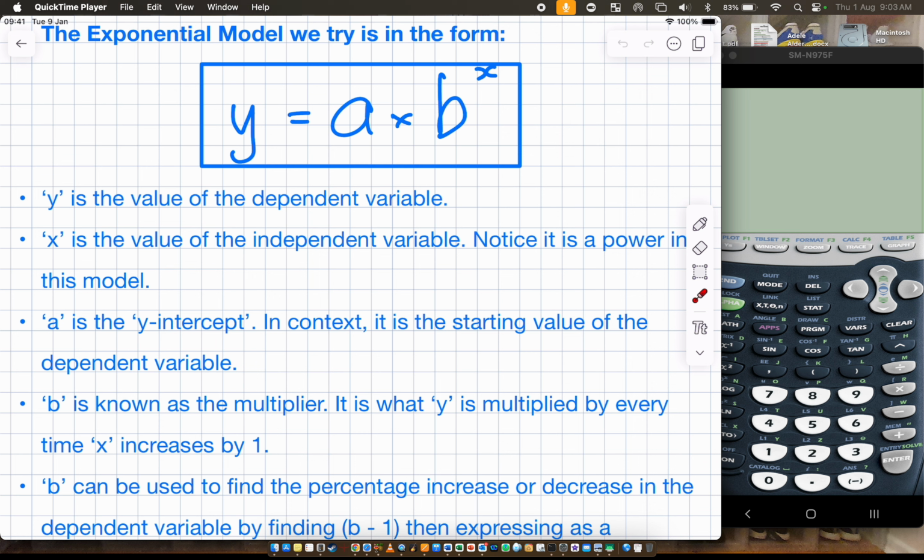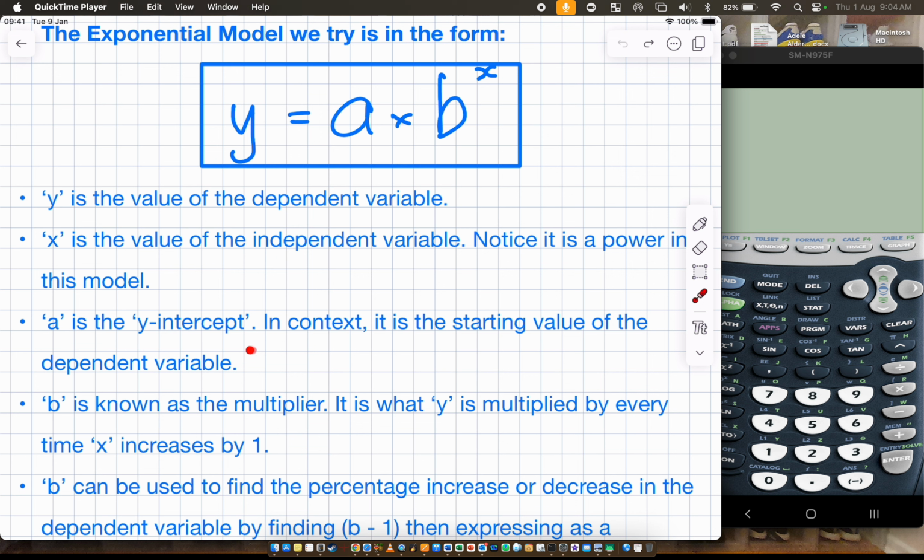Y is the value of the dependent variable, just like with linear. X is the value of the independent variable. Please notice that x this time is a power in this model. In linear, I'll quickly draw a linear over here. Y is equal to ax plus b. Is x a power in the linear? No, you're just multiplying by it, okay? So slightly different with exponential model.